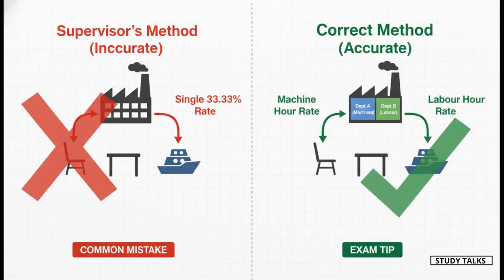And that brings us right back to where we started. That supervisor, what was his big mistake? He fell for the oldest trick in the book, using one lazy, inaccurate percentage for everything. Now you know the right way, the full marks way, is to use separate, predetermined overhead rates for each department based on what actually drives the costs in that department.